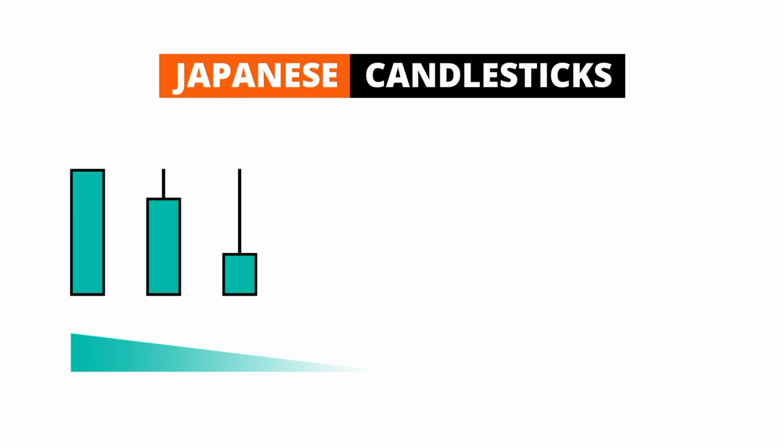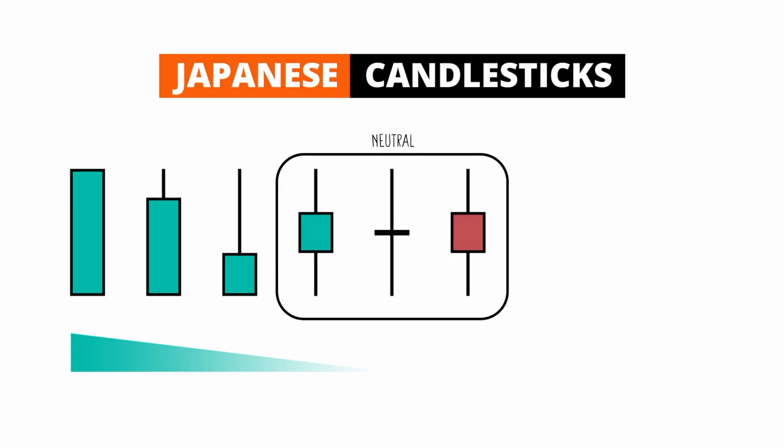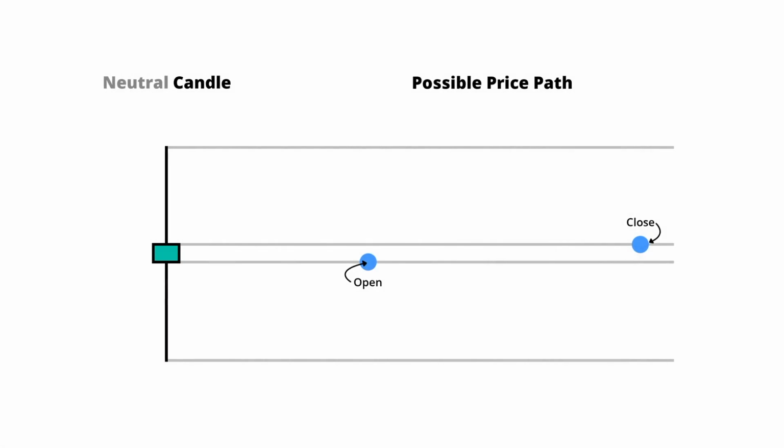If a candle has longer tails on both sides, the price movement in this time period can be seen as neutral. Price pushed to new high and low levels, but ended up quite close to the opening price. Here a possible scenario of the price path behind such a neutral candlestick.